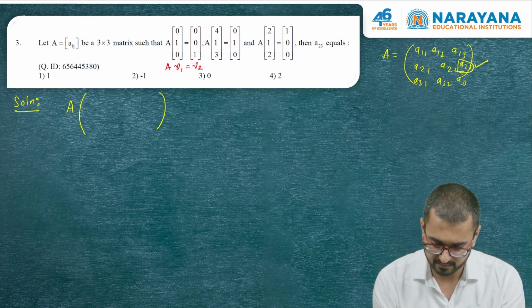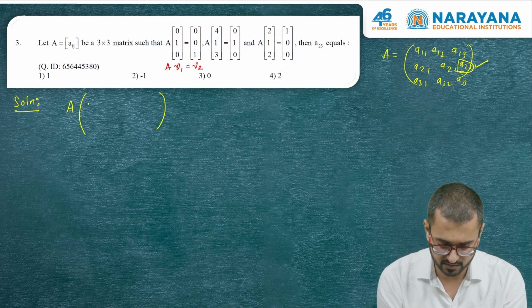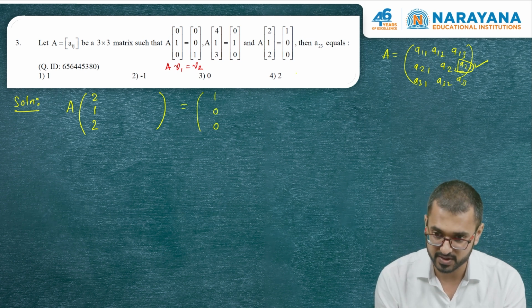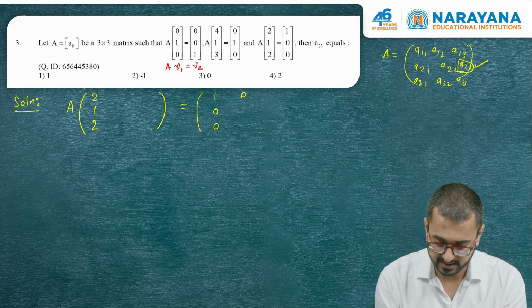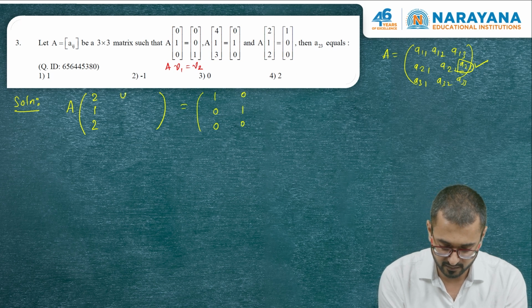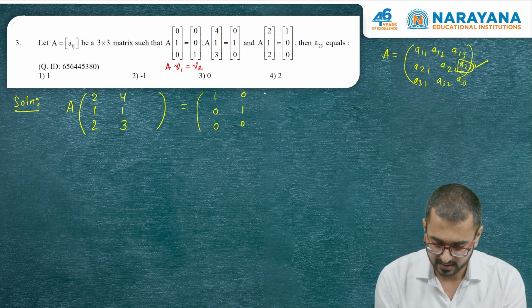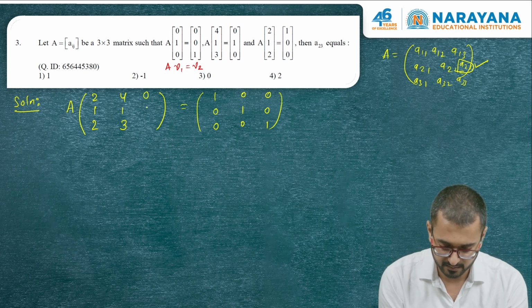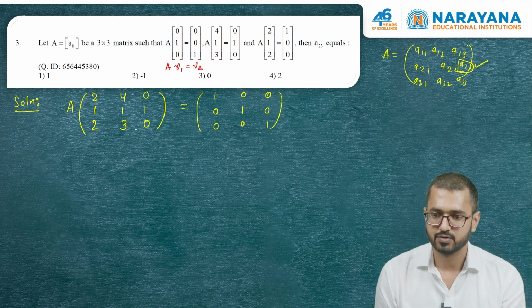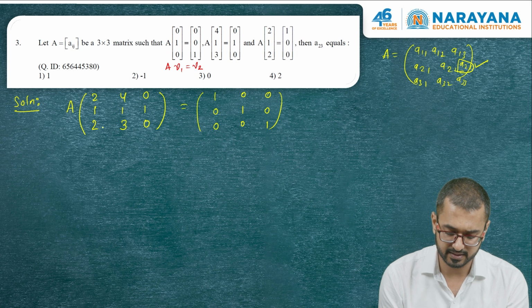So you see here, this is 1 0 0. I can write down here 2 1 2. So I can say like this, 1 0 0, right? Because A times 2 1 2 is giving me 1 0 0. So I'll fit the matrix like this. 0 1 0, and I have here 4 1 3. And the next part is 0 0 1, so I can write down here 0 1 0. So now it looks like this matrix.